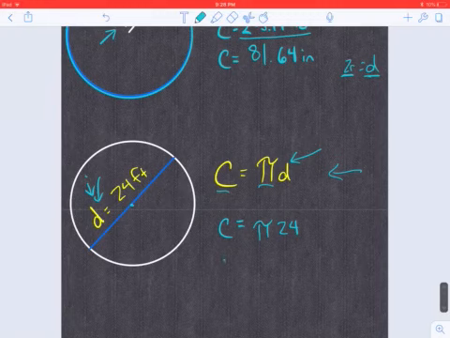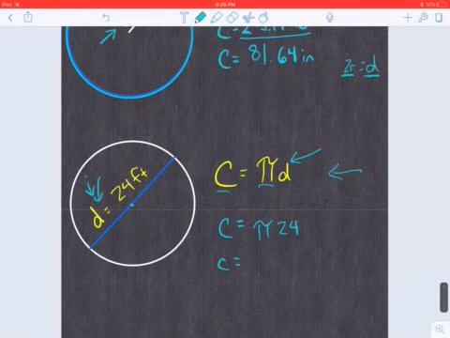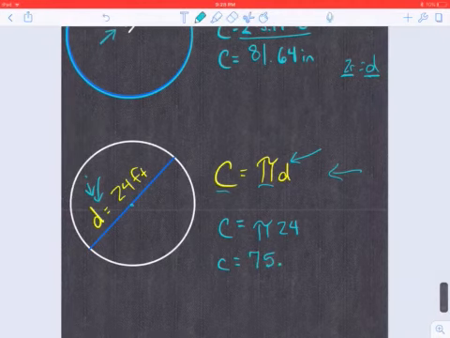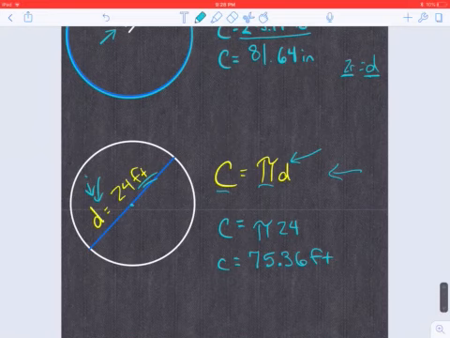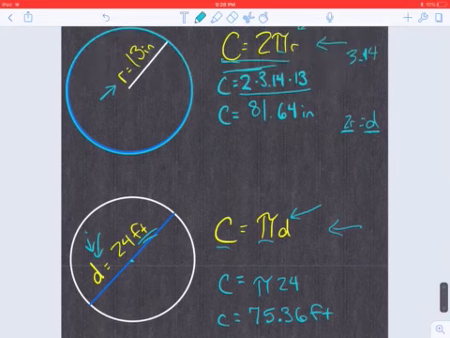So lastly, we have c equals, again, I'm going to use the value of 3.14 times the 24, which is going to give me a final value of 75.36 feet. Again, it's feet because that's the units in the problem. All right. That is the circumference. That's the distance around the outside of the circle.